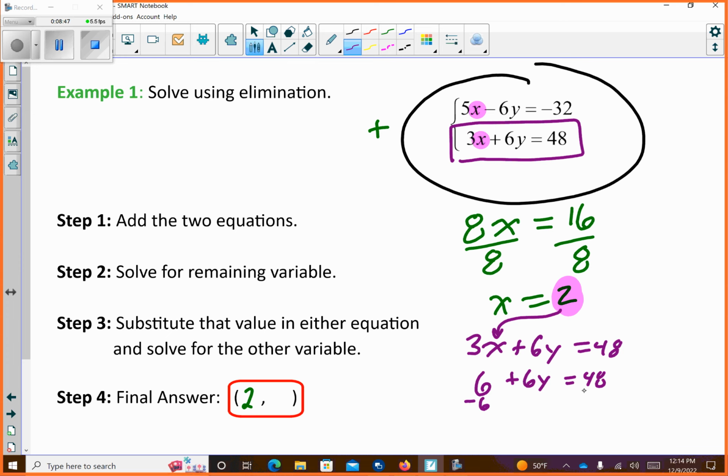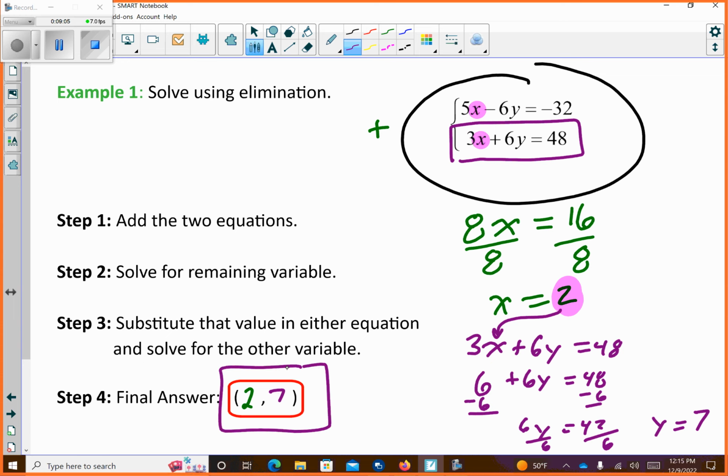And then you just solve it. 6y equals 42. Divide both sides by 6. 6 goes into 42 how many times? 6 goes into 42 seven times. All right, there's my answer.